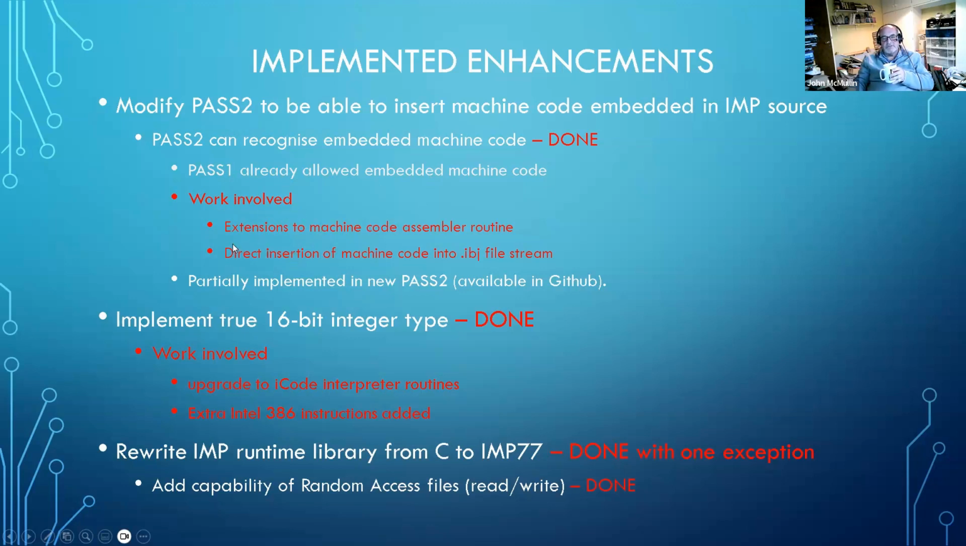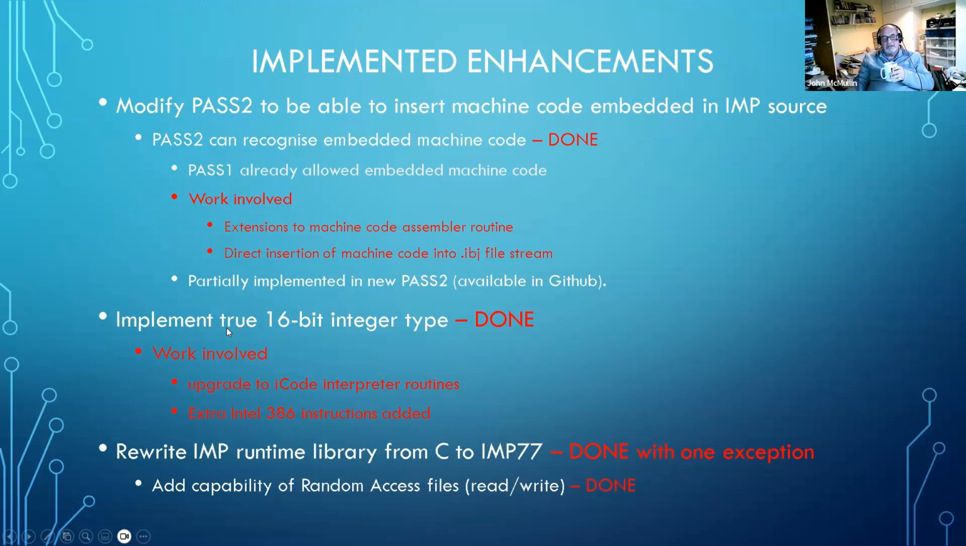So what did we have to do? We had to create an appropriate machine code assembler and then be able to insert that machine code into the output IBJ file stream. It's not 100% in the new Pass2, but it's getting there.